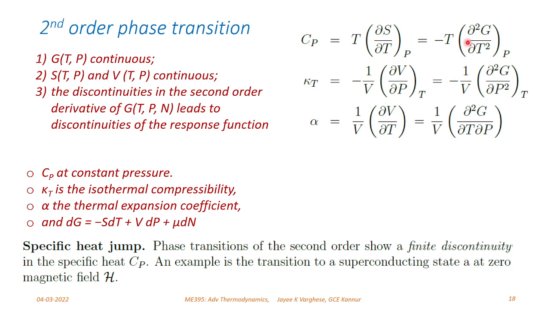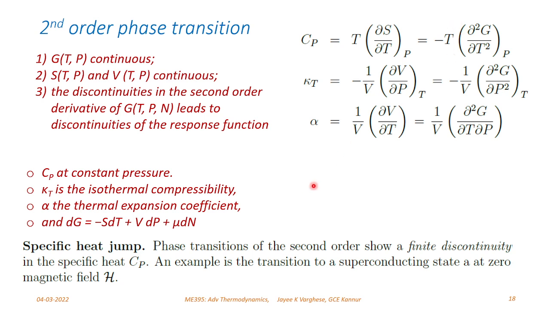So these things will become discontinuous. The second order derivative becomes discontinuous in a second order phase transition. So in these relations, we can see that the value of Cp during that particular second order phase transition will be discontinuous. The specific heat value changes drastically during a certain stage.